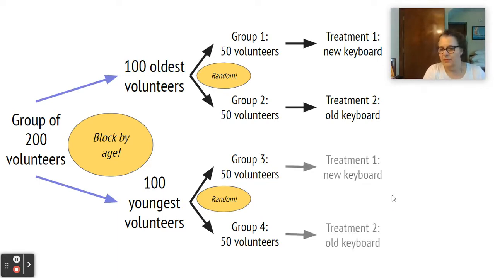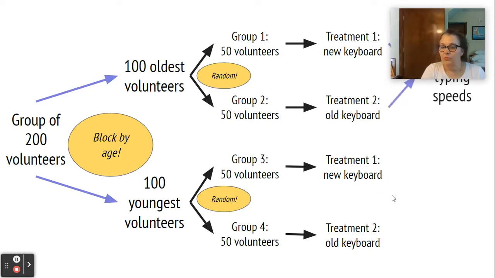And the same thing with my youngest groups. Group 3 will be treatment 1, and group 4 will be treatment 2. Make sure you don't use, for the 100 oldest, group 1, group 2, and then for the 100 youngest say group 1 and group 2, because then it's confusing, since we're not sure which group. So you give them a different number.